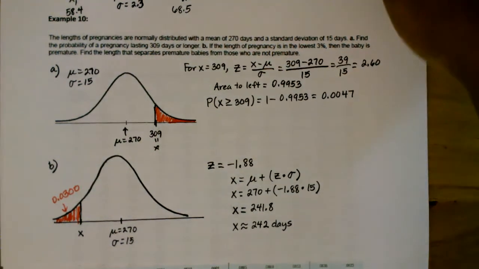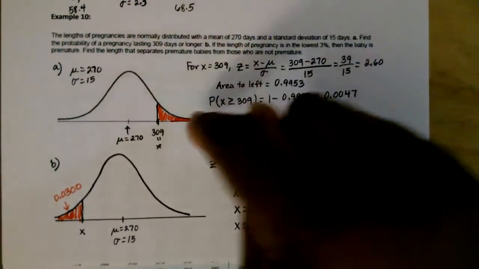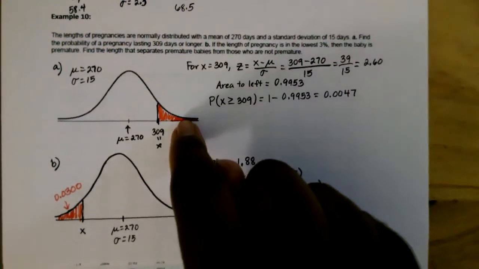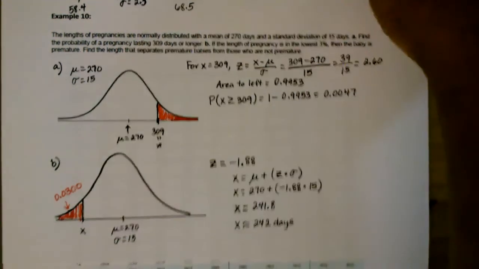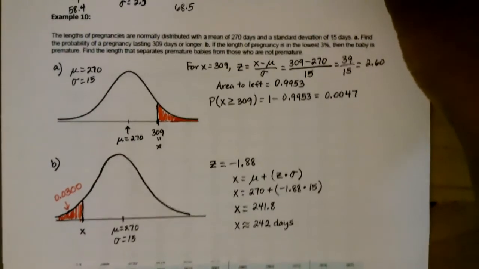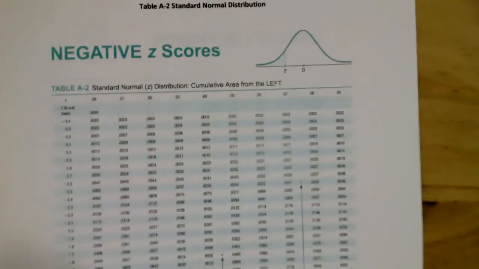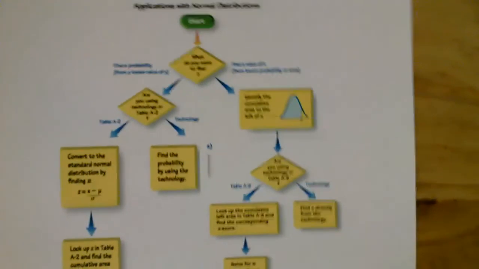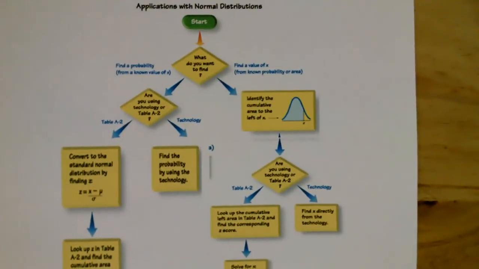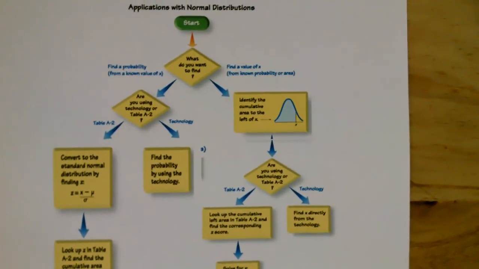Okay. Right. So the first part, you have to find out the probability. The B part, you have to find out what the x value is given the known area. Okay. There's one more thing I'm going to cover. These are the z tables for negative and positive z-scores. It's a flowchart that I found dealing with applications with normal distributions here.